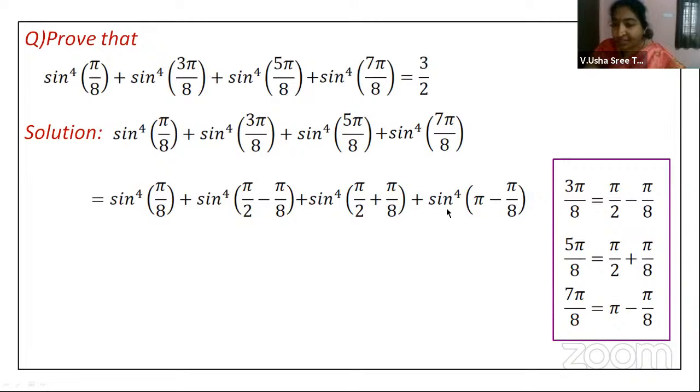Now what is this, children? Sine of 180 minus theta form. Sine of 180 minus theta, second quadrant. In the second quadrant, how is sine? It is positive. And you have 180, therefore you will get the same function. That means this can be replaced with sine power 4 pi by 8 only.